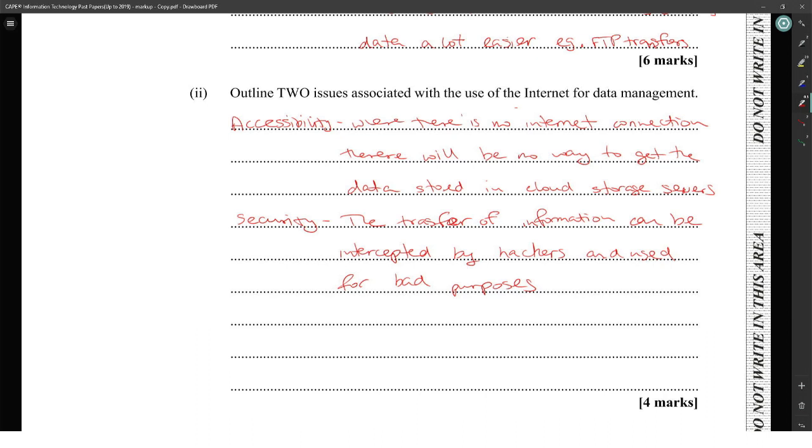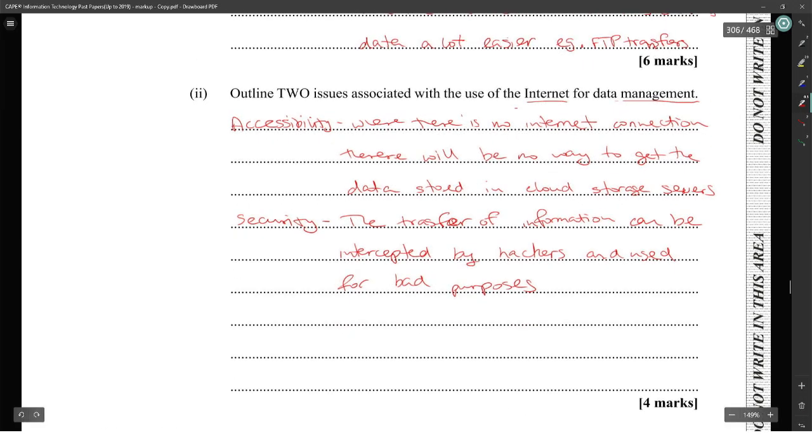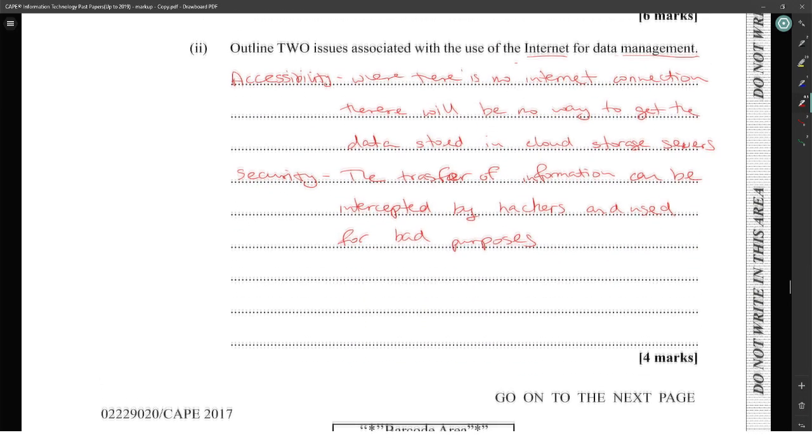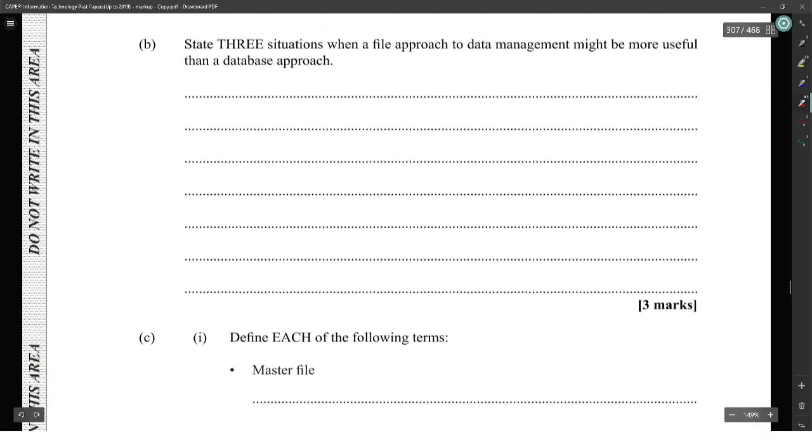Yeah, I really don't like this question because of the phrase "the use of the internet for data management." The internet is a network, so a network doesn't actually manage data. A network transfers data, but I gather that that's the angle they're looking for. So, as usual, we give the answer that the question requires because we have to interpret it that way.